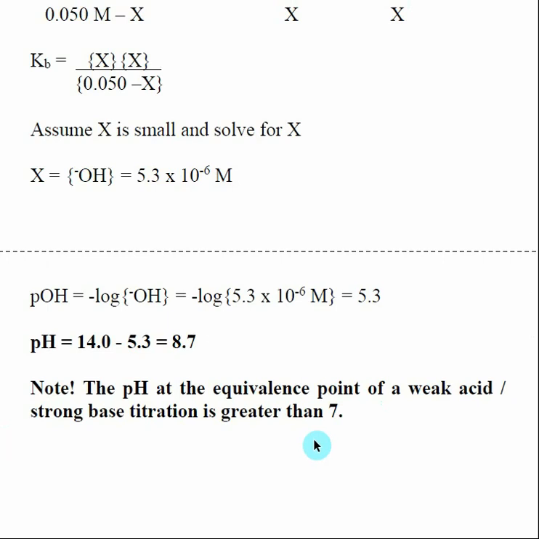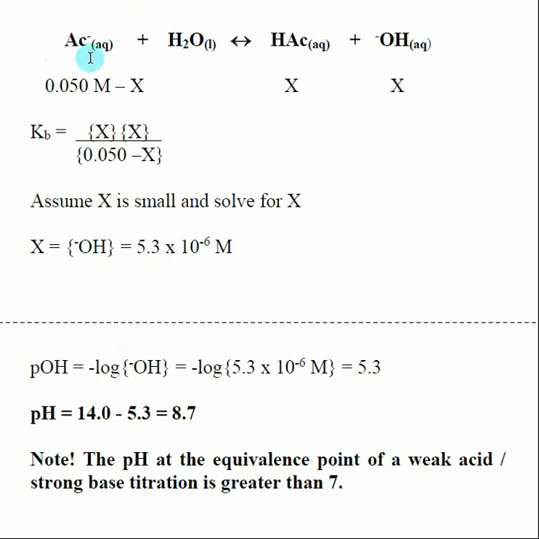So this is why the pH at the equivalence point of a weak acid strong base titration is greater than 7, because we have converted our weak acid into its conjugate base. The conjugate base has a Kb reaction, and in doing that, it creates a little bit of hydroxide, so the pH is going to be greater than 7.